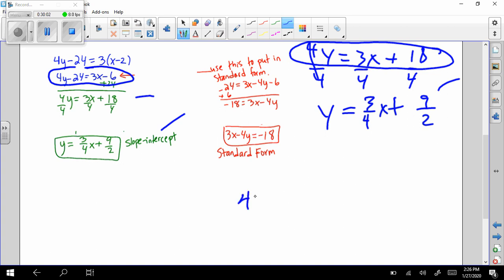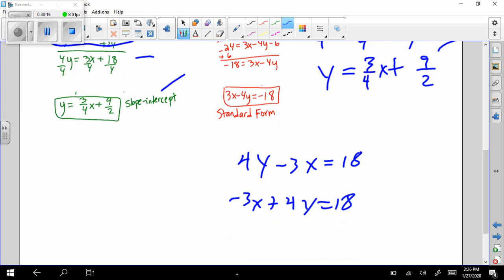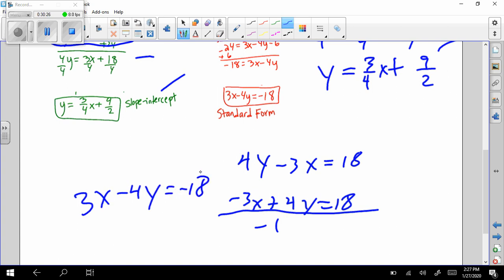I can take my 4y and minus my 3x equals 18. I can rearrange, get negative 3x plus 4y equals 18, and I'm not allowed to leave it with a negative, so I'll divide by negative 1 and get 3x minus 4y equals negative 18.